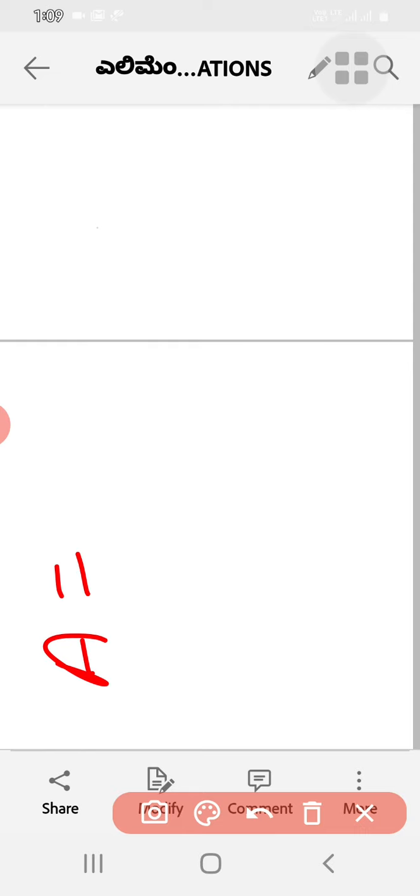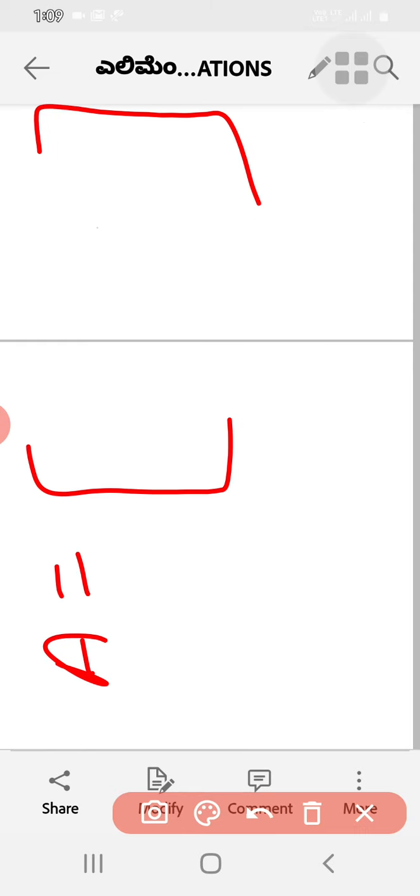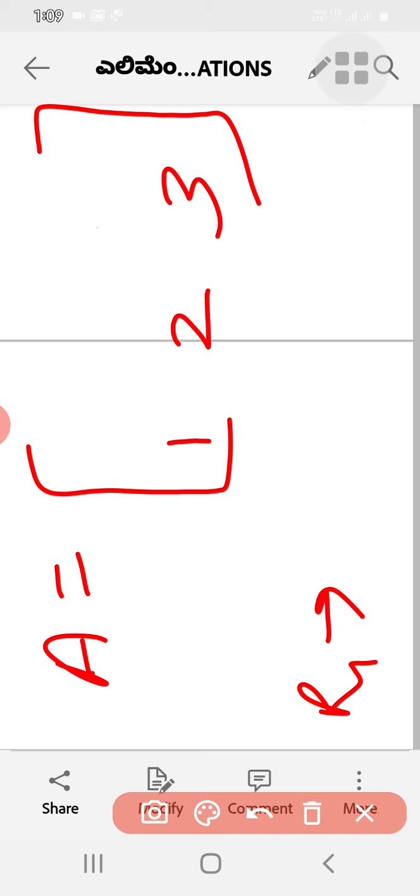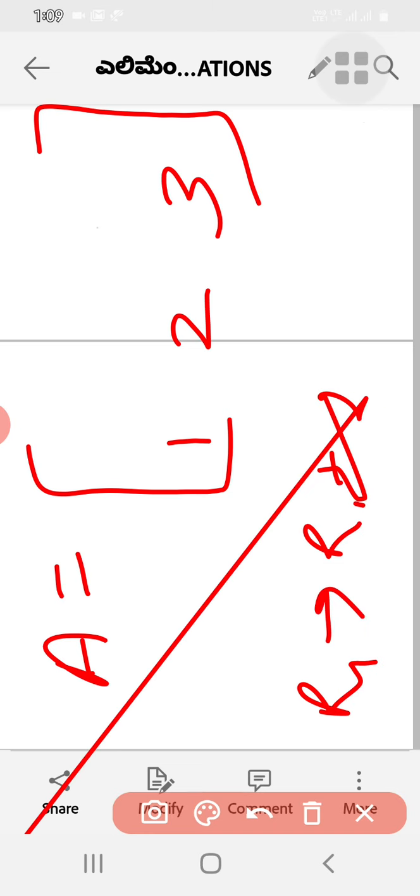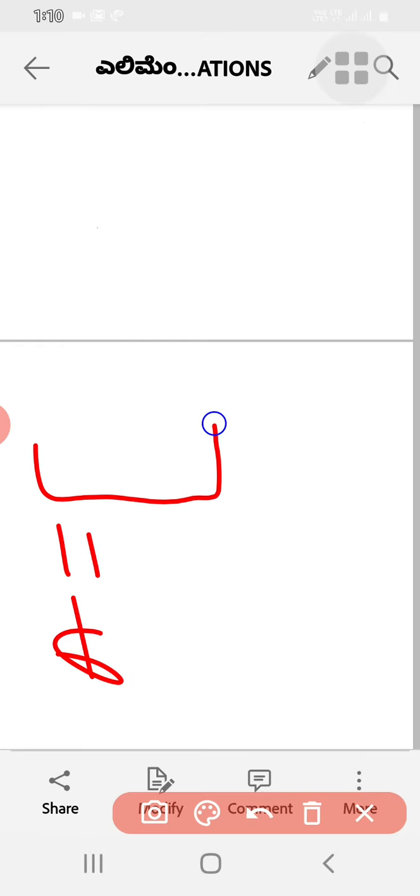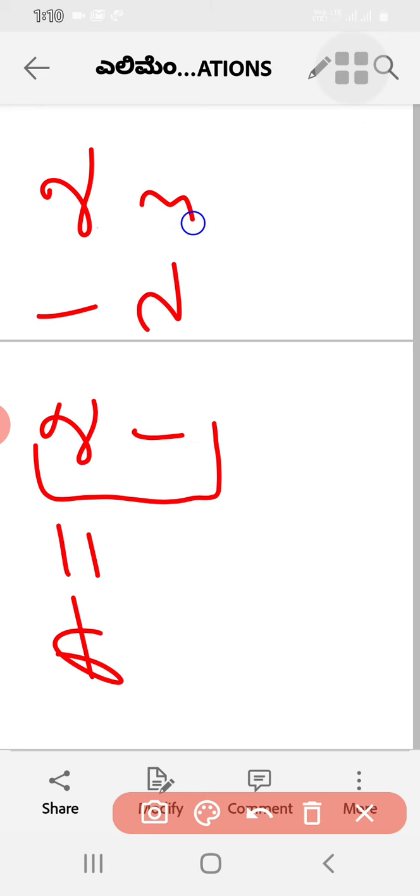So that becomes A is equal to, and this remains the same here, 1, 2, 3. See here, R1, so I have written R1 changes to R1 plus 2R2. Okay. So this is A is equal to 2, 1, 2, 1, 2, 3.